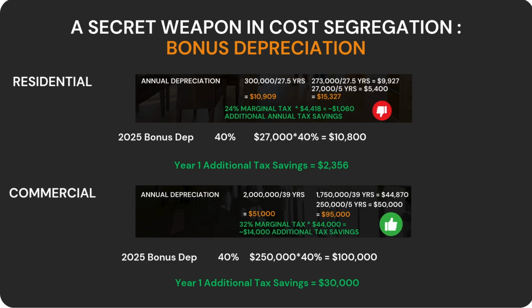Now, the last key point we're going to bring up in this particular video, we want to talk about what can be a secret weapon in the cost segregation strategy, which is bonus depreciation. Now, what does that mean? Essentially, we can take those amounts we've reclassified into different categories for depreciation, and we can take a lot more of that up front in the first year. And we're going to look at that here.